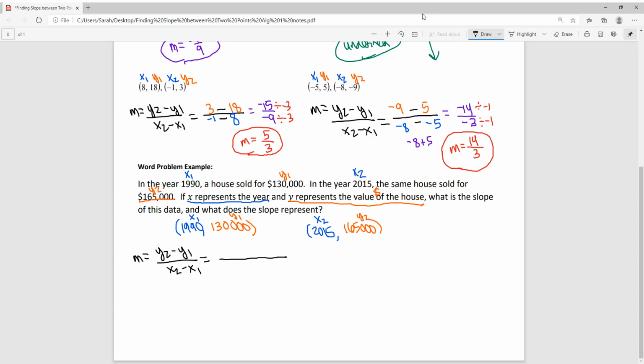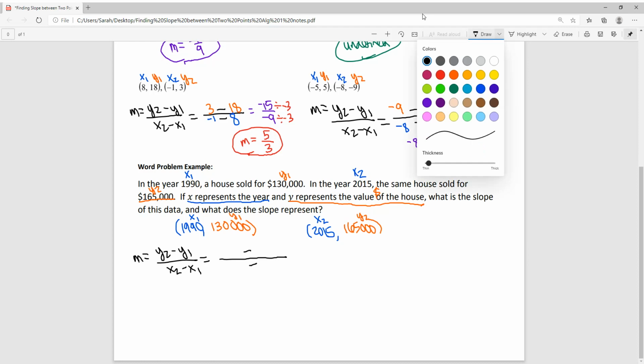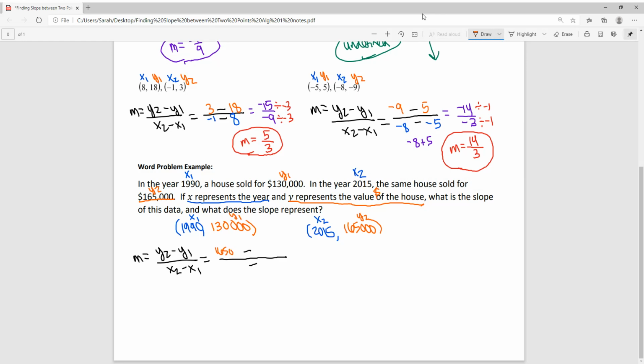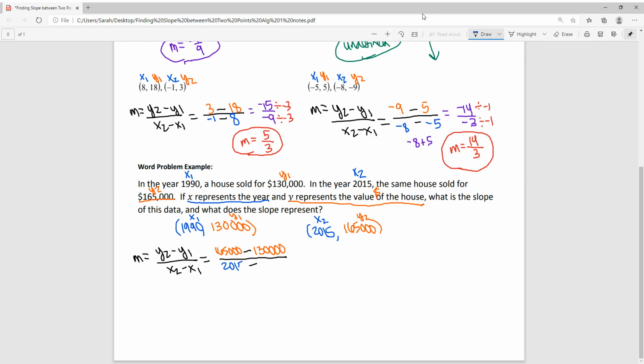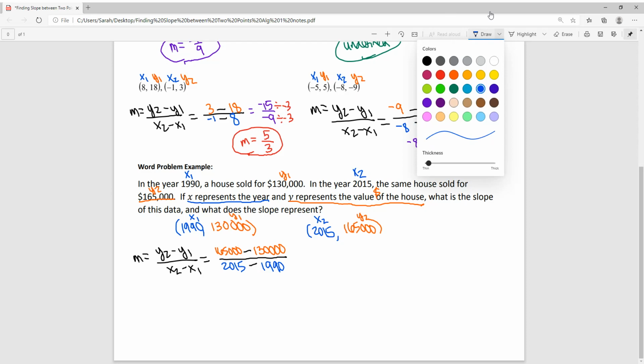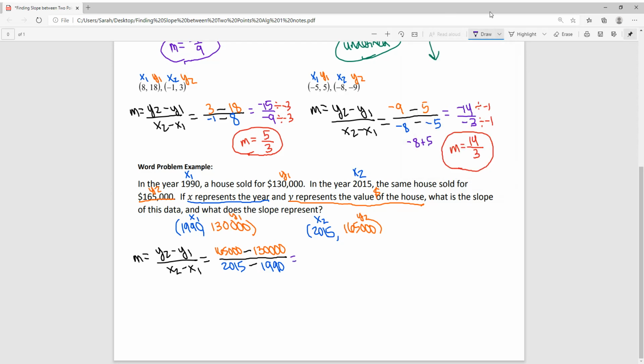I'm going to give us some space because these numbers are a little bigger than what we were dealing with before. All right, y2 minus y1 is going to be $165,000 minus $130,000. Down in the denominator is the years. x2 is 2015. x1 is 1990. Even though the numbers are bigger, the process is still the same. I'm going to subtract top numbers. 165,000 minus 130,000 is 35,000. And then bottom numbers, 2015 minus 1990 is 25.